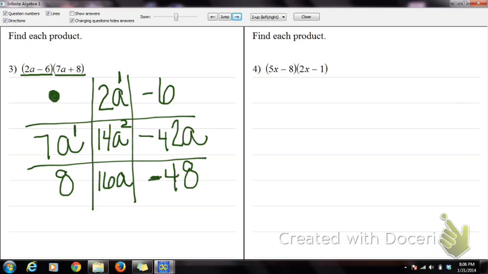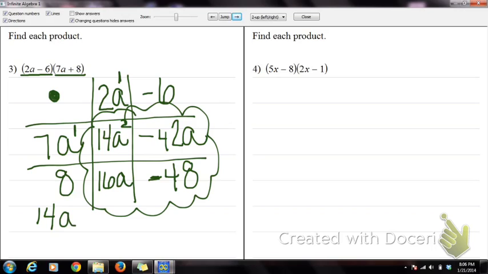Now on your ECA test, they're not going to have your answer situated like this. They're going to have it in a row. So you have to look at everything in your chart and write that down. So we have 14a squared, negative 42a, positive 16a, and negative 48. Now it doesn't matter what order you write these down in. I typically just go from this corner box, 14a squared, all the way around, I guess that'd be clockwise.